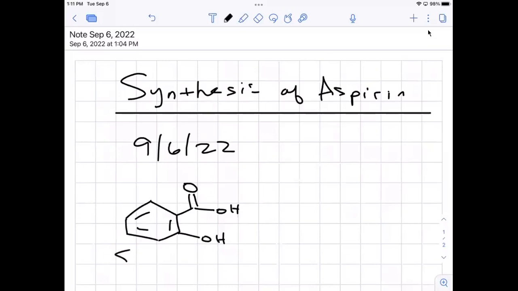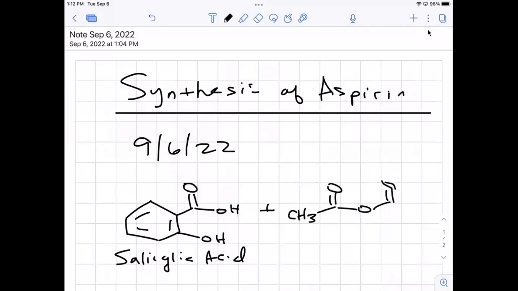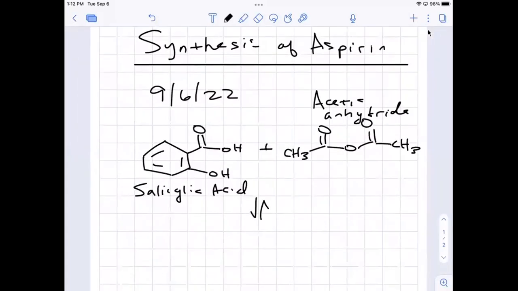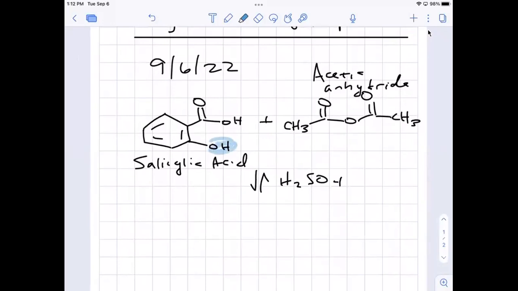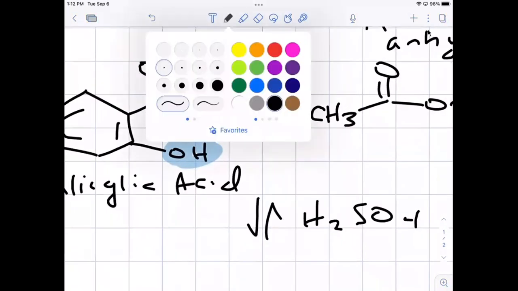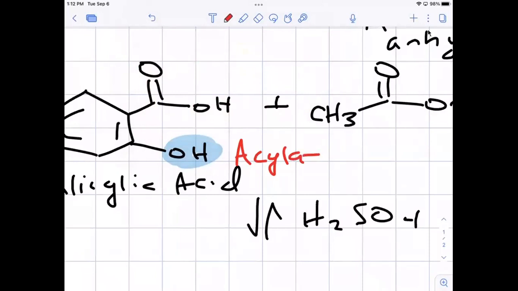All right, so you have salicylic acid. And I'm reacting this with acetic anhydride, which is this compound here. And the goal of the reaction, I'm gonna write it this way, I'm gonna treat this with sulfuric acid. The goal of the reaction is to take this alcohol functional group right here and do what we call acylate it. So the overall reaction is an acylation of that alcohol group.